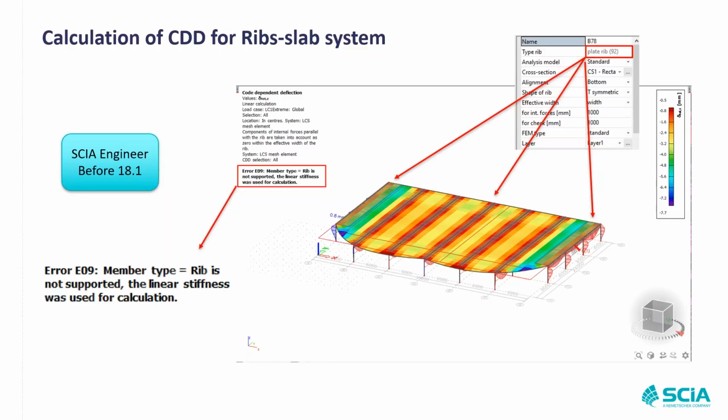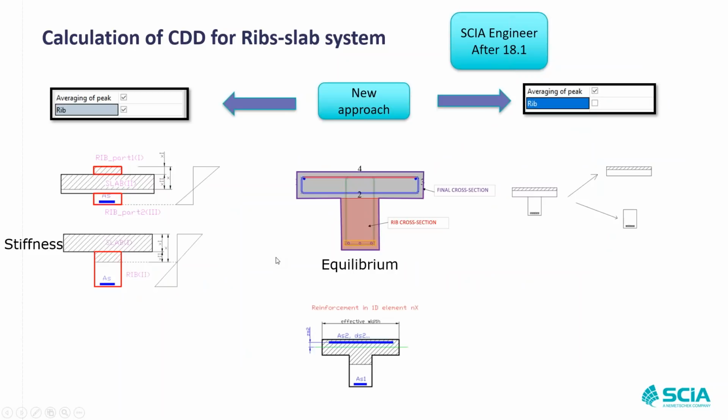So after version 17, we received some feedback from clients, and they asked us to extend the solution for the CDD calculation to include the ribs within the CDD calculation. For that reason, we decided in 18.1 to solve this issue, and the new approach that we use today in 18.1 regarding the CDD calculation is very simple.